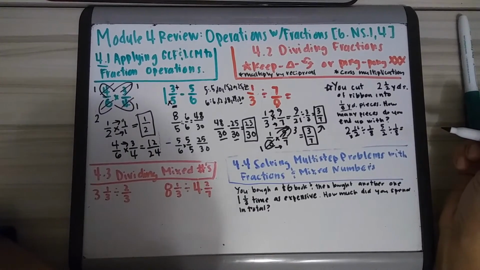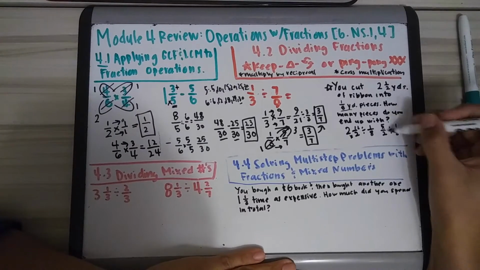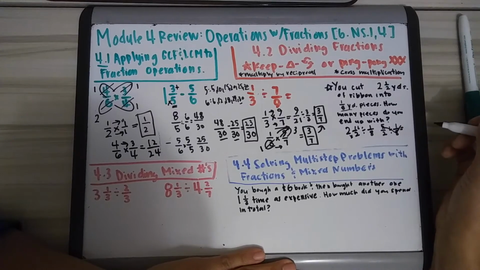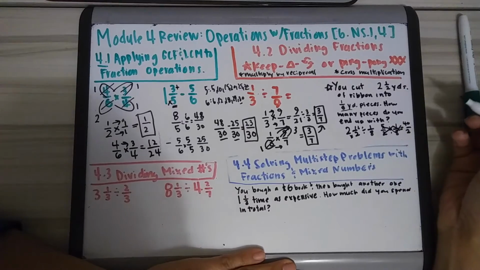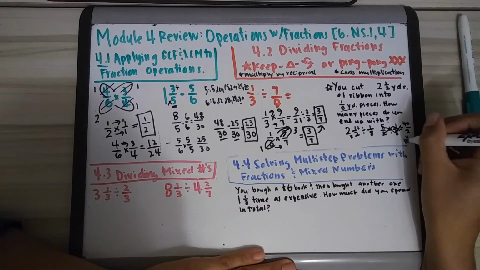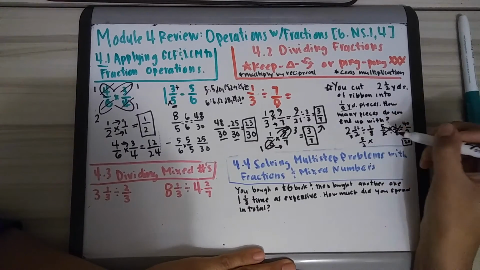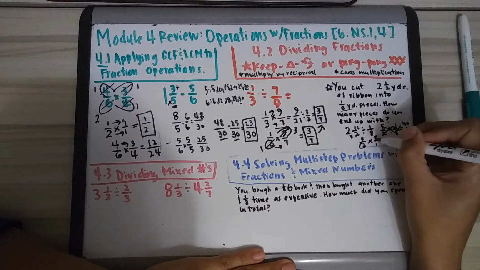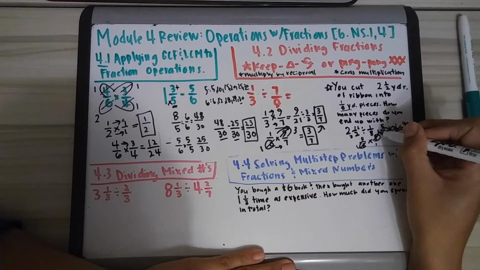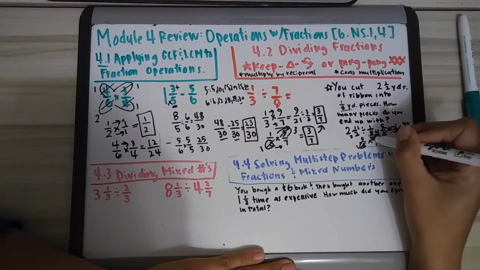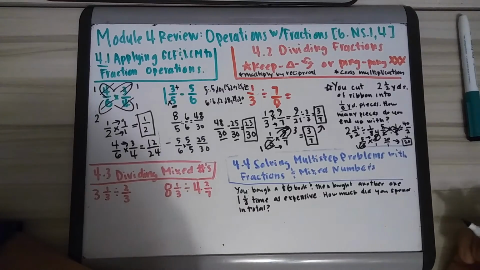I'm going to ping pong, and then I'll show you how to do the keep, change, and flip. So 5 times ping, right? That would be 40, and then pong, 2 times 1 is 2, and I know that 40 divided by 2 is 20. Okay. If I keep, change, and flip, I can cross cancel there by 2, so 2 goes into 2 once, and then 2 goes into 8 4 times, and then I have 5 times 4 is 20 over 1, which is the same as this. So then I end up with 20 pieces of ribbon.